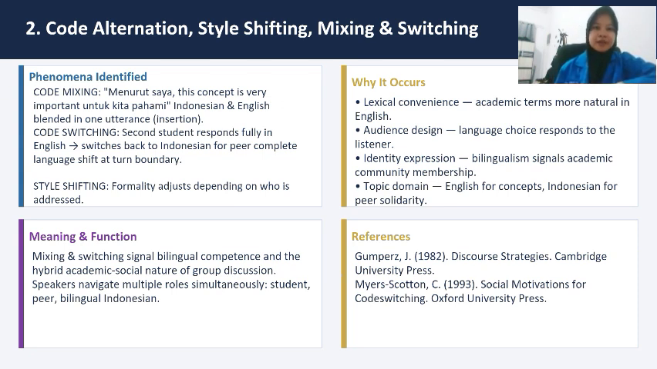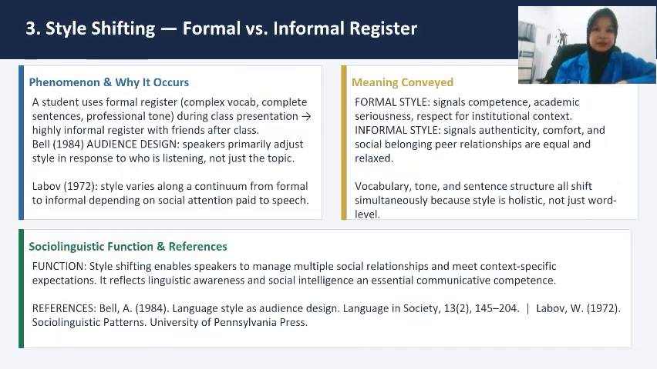Why does this happen? Lexical convenience, audience design, topic, domain, and identity expression all play a role. English is used for academic concepts. Indonesian is used for peer solidarity. The meaning here is that these practices signal bilingual competence and reflect the hybrid nature of university group discussion. According to Gumperz 1982 and Myers-Scotton 1993, every switch carries social meaning. Nothing is random. The third phenomenon is style shifting.